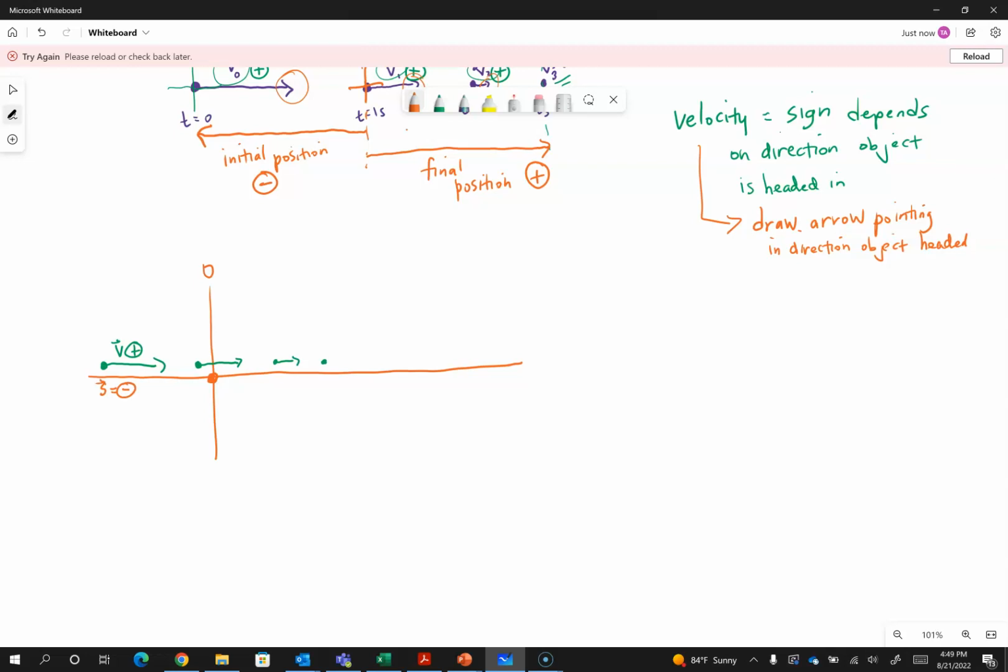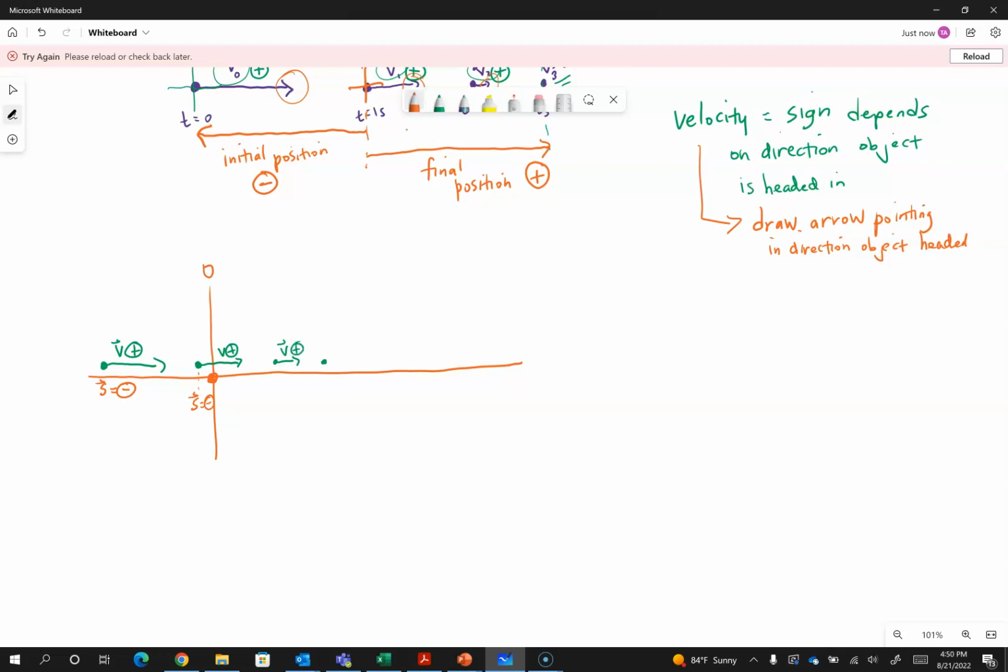Okay? The position specifically depends upon where the origin is. The velocity specifically just depends upon which way the arrow is headed. So, for example, at this second point I drew, I would say this position is still negative because it's still to the left of the origin. But the velocity is still positive because that arrow representing the direction the car is moving in is still pointing to the right. The velocity here would still be positive.